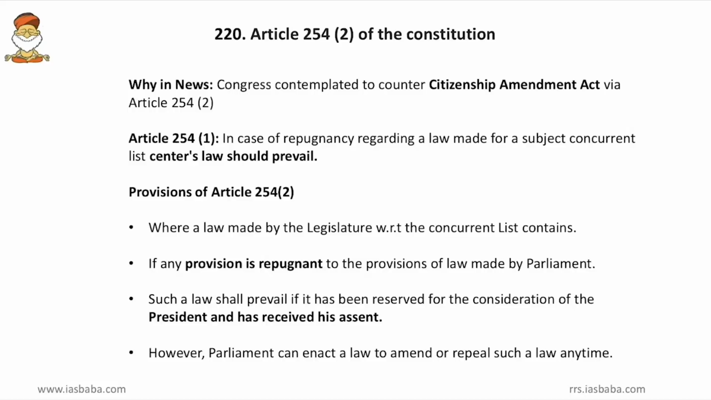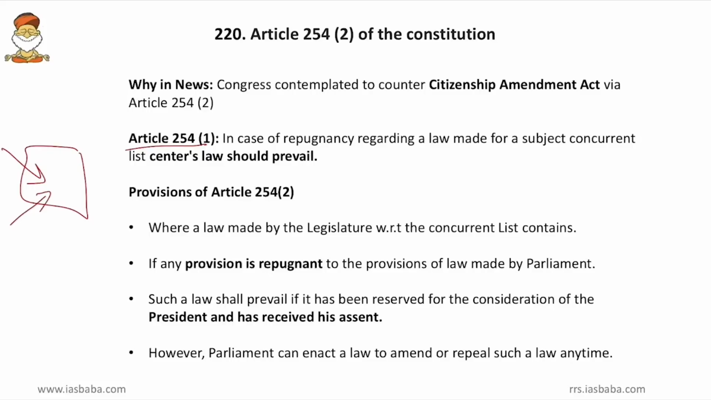This says that in case of repugnancy between the center and the state regarding a law made by the state for a subject in the concurrent list, the center's law shall prevail. So, in the concurrent list, if the state is making a law and if that is against a Union law, then the center's law shall prevail over the state's law.